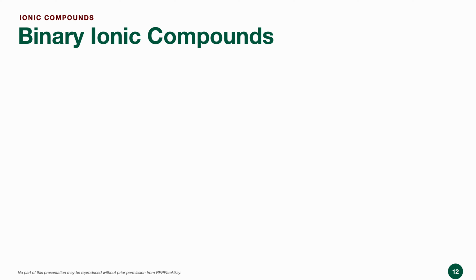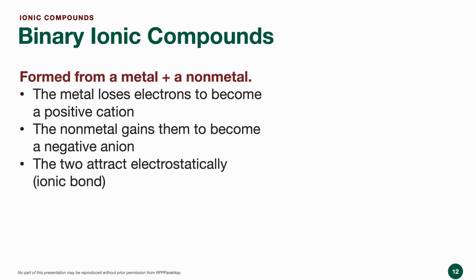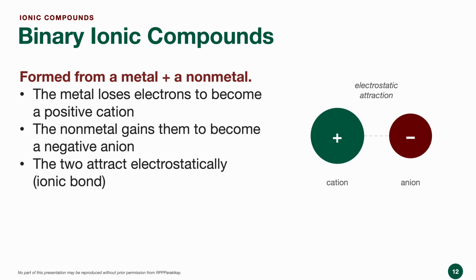Let's now move on to ionic compounds. Binary ionic compounds are formed from the combination of a metal and a nonmetal. In this process, the metal atom loses one or more valence electrons, forming a positively charged species, which we call a cation, while the nonmetal atom gains those electrons to form an anion. This interaction is electrostatic in nature, and it is the ionic bond.